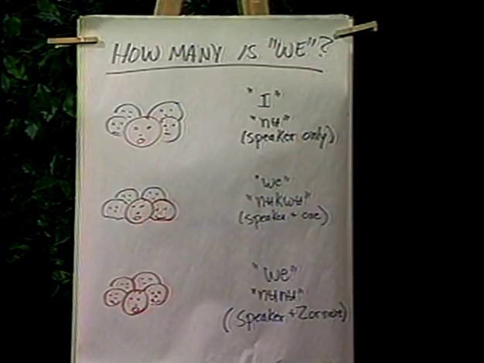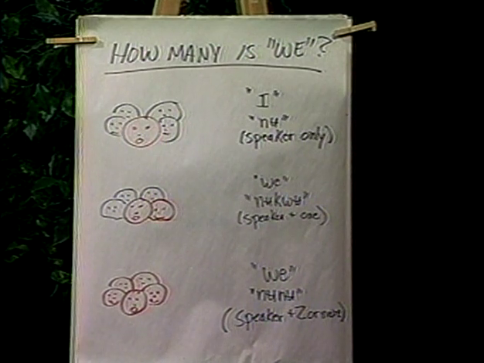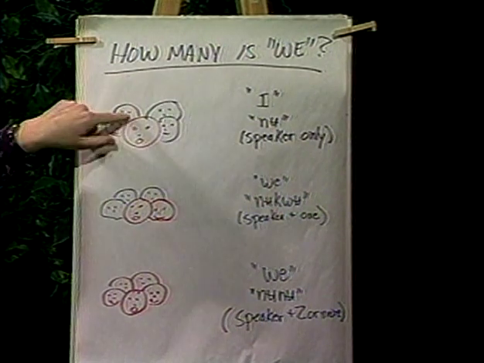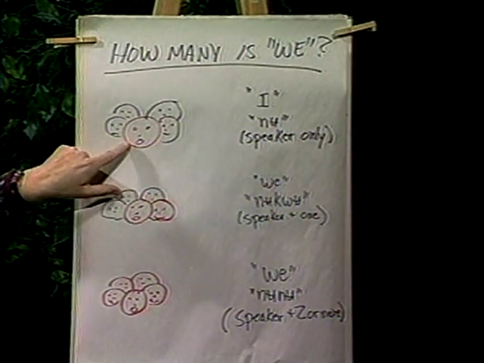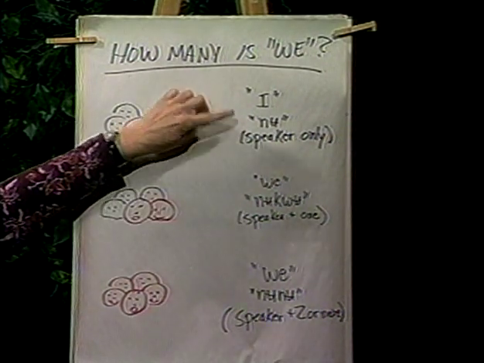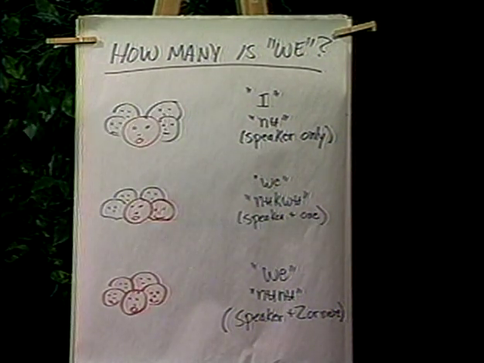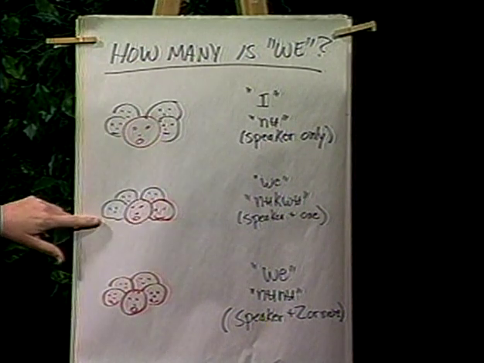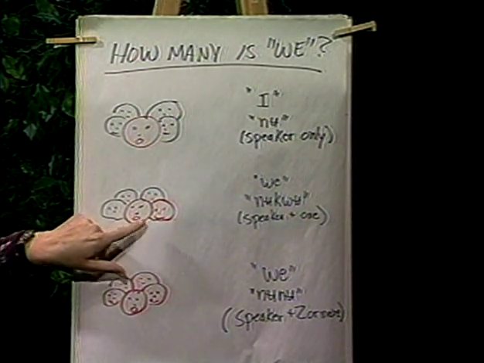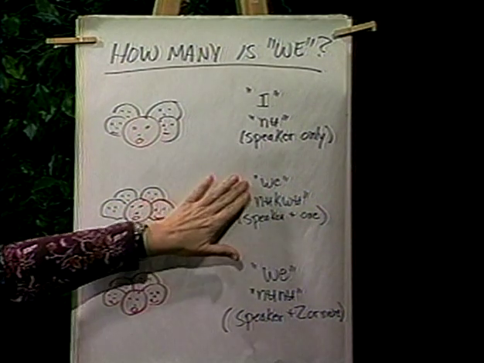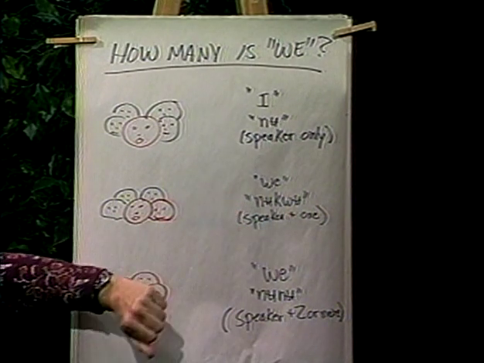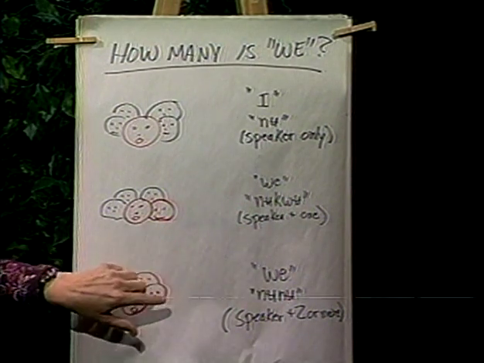Let's take a look at the chart here, try to make that a little bit more graphic. The first person singular, the red face shows that we're just talking about this person in red. That would be I, the person speaking. We say I in English, n in Comanche, and we're referring only to the speaker. In the second figure here, the speaker is talking about himself or herself plus one other person. So in English we say we. In Comanche we say nuk, which is the dual form, meaning two people, the speaker and one other.